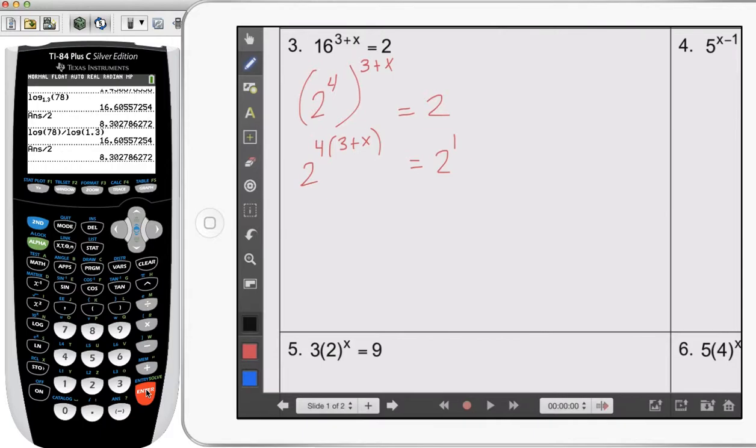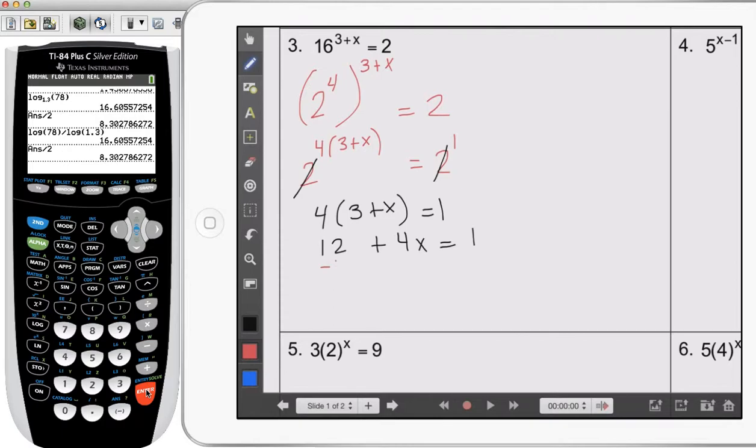Now, as you can see, we have the same base, so my exponents are going to be equal to each other. Now, if you distribute the 4, you're going to get 12 plus 4x equals 1. I don't know why I added an x over here, sorry for that. So 4 times 3 is 12, 4 times x is 4x, equals 1, since if it's a 2, it means it's 2 to the power 1.